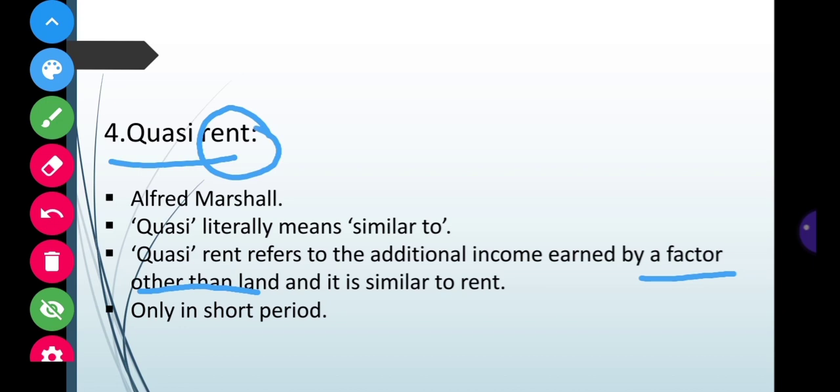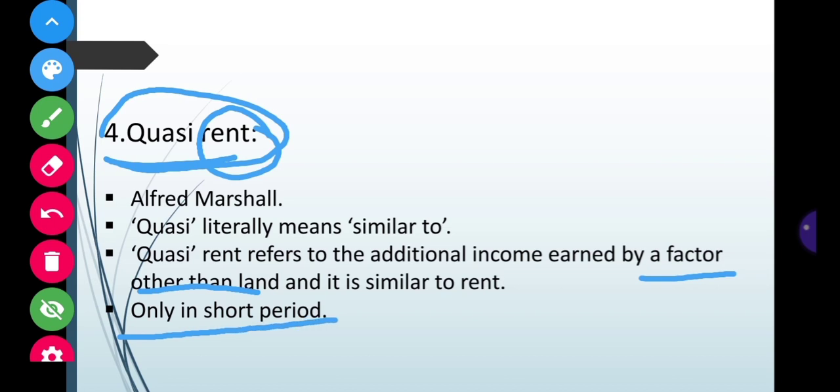Rent is an income for only land, the factor of land. But what about factors other than land? Those factors also earn some income, and that income is called Quasi rent according to Alfred Marshall. And this concept is only applicable to the short period or short run.